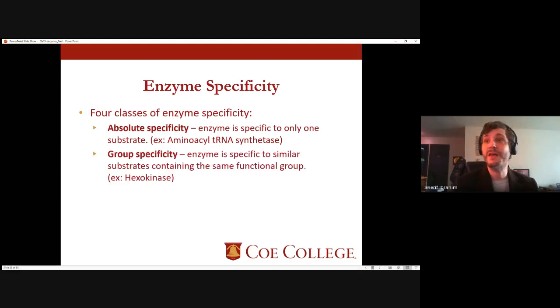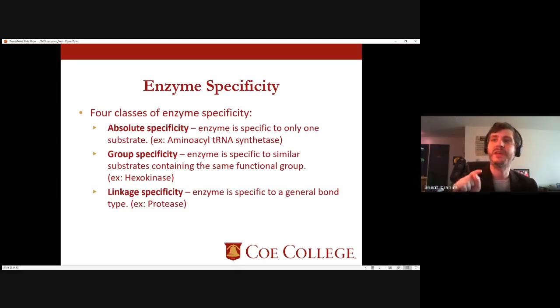Group specificity. This is where an enzyme is specific only to a particular group or part of a molecule. So hexokinases react with hexoses, sugars. They're pretty promiscuous with sugars, but they are limited to sugars. There are linkage specificity enzymes. These are usually the hydrolases. These are enzymes that target a particular type of bond that they're going to break. So a protease is a digestive enzyme that works on proteins. It tries to break up proteins into smaller bits. They're specific to the peptide bonds in each of the linkages of the protein.